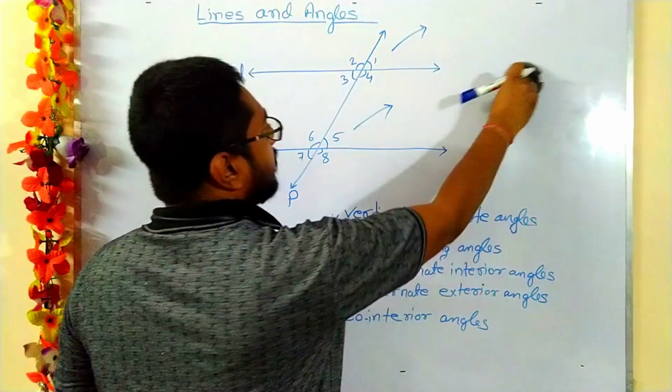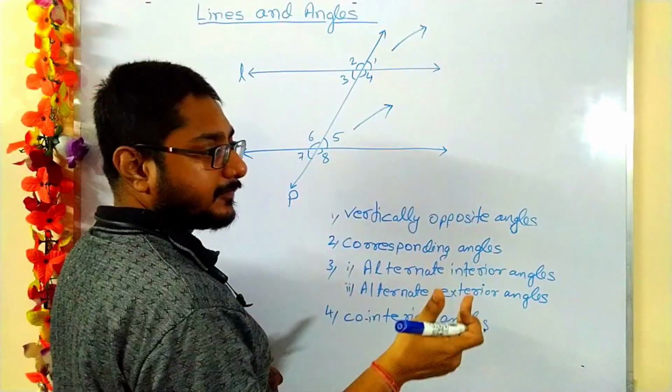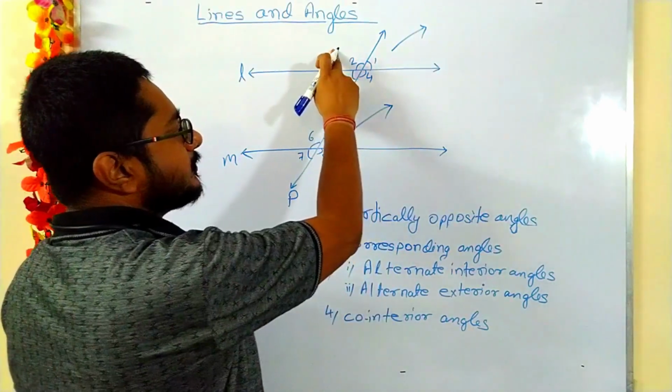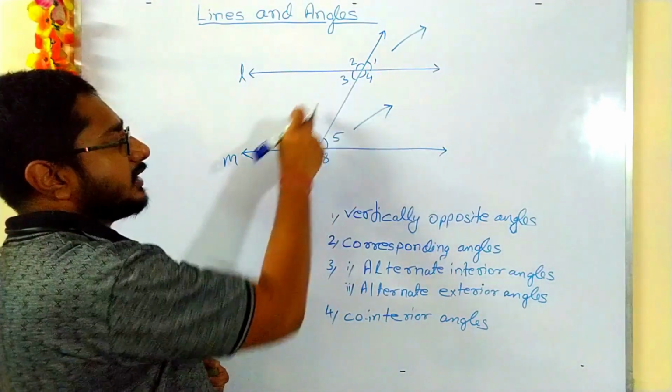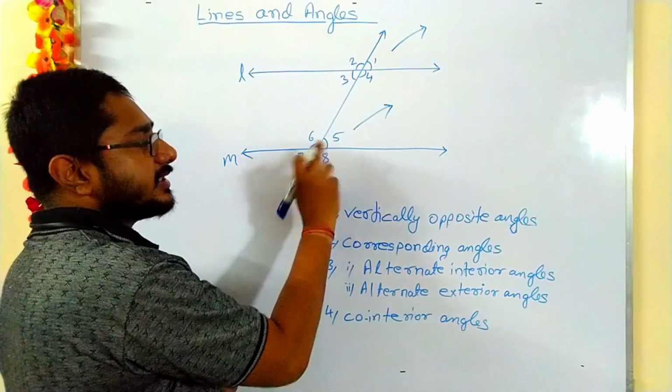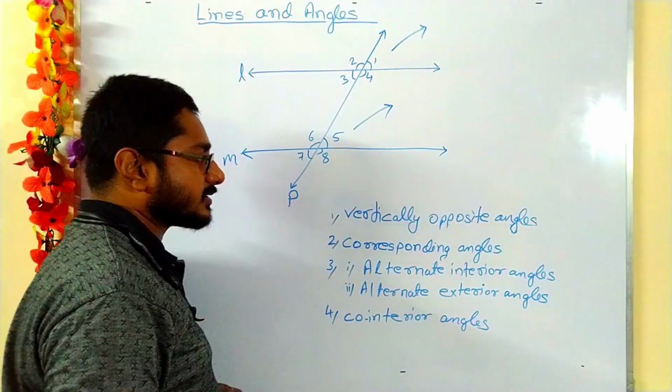So how many corresponding angles are there? Pairs of corresponding angles are there: angle 1 and angle 5, angle 2 and angle 6, angle 3 and angle 7, and angle 4 and angle 8. These are all the pairs of corresponding angles.